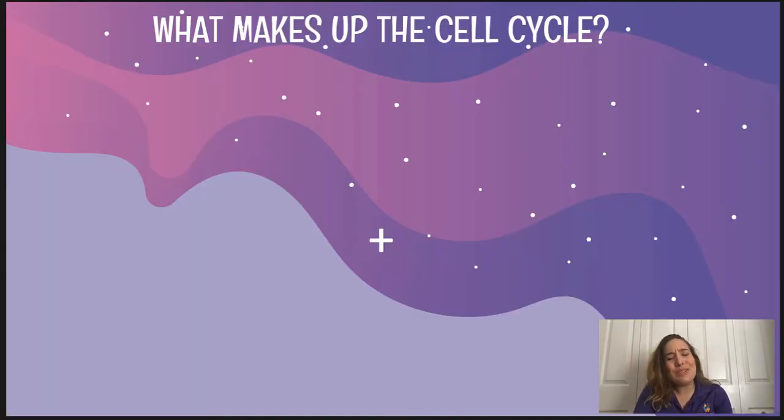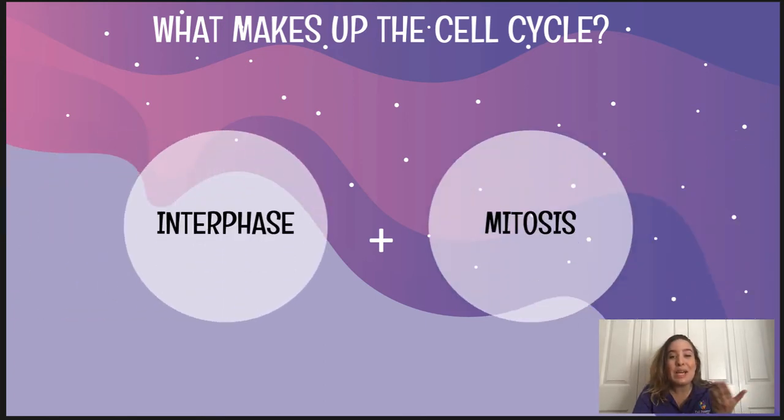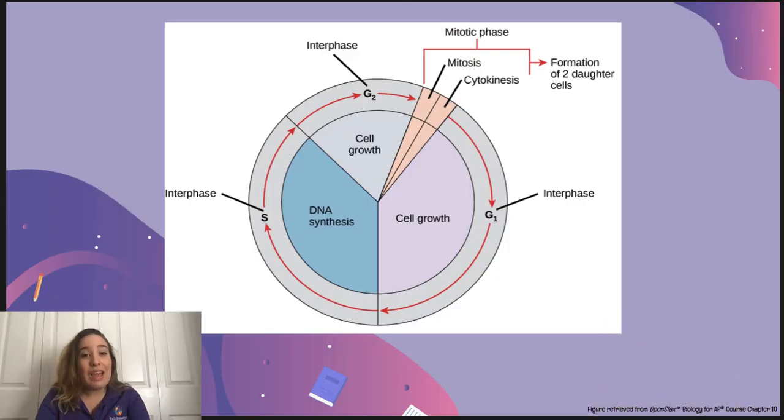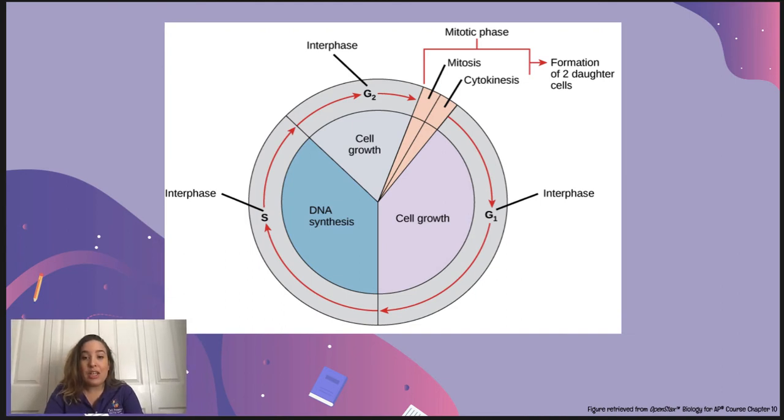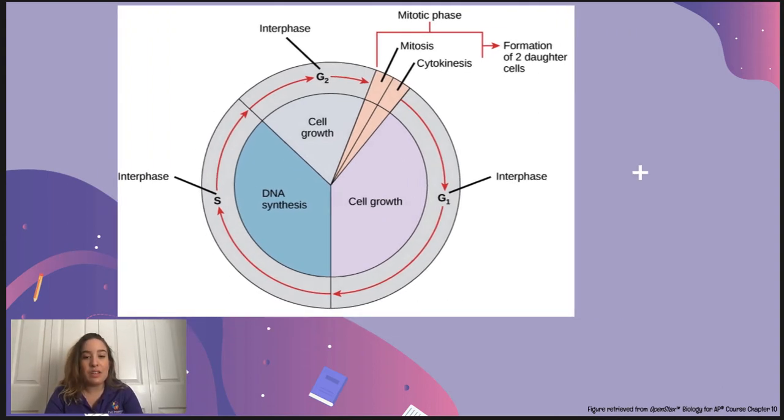So what makes up the cell cycle? The cell cycle is composed of interphase and mitosis. As you can see in this figure, interphase takes up most of the cell cycle. It can take about 18 to 20 hours to complete interphase, while mitosis takes approximately 2 hours to complete. Interphase occurs in between mitotic phases.